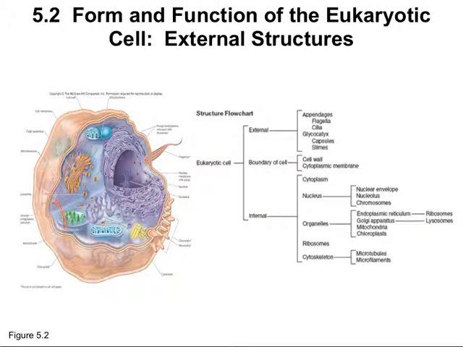Take a look into the form and function of the eukaryotic cell. We'll begin by looking at the external structures, just as we did with prokaryotes. We're going to divide the cell, as you can see in this flow chart here, into external, cell membrane or boundary, and then the internal organelles. You'll notice that there are many more internal organelles to consider in a eukaryotic cell.